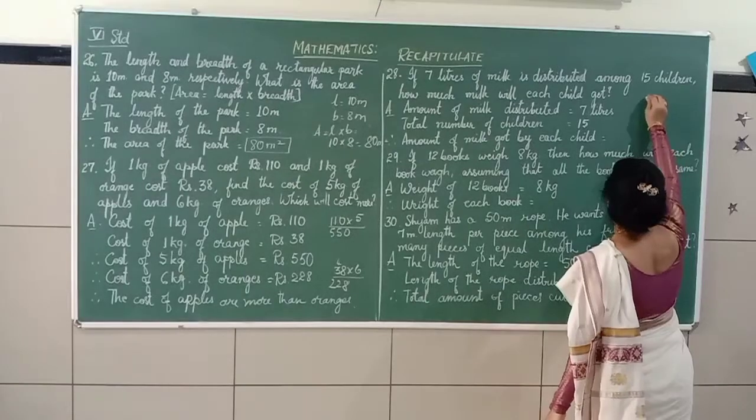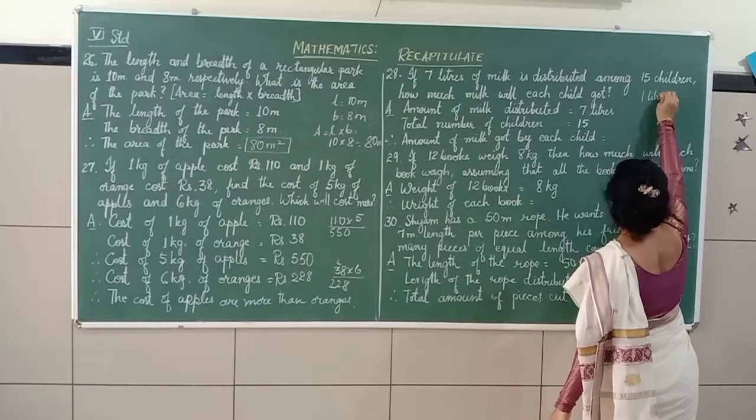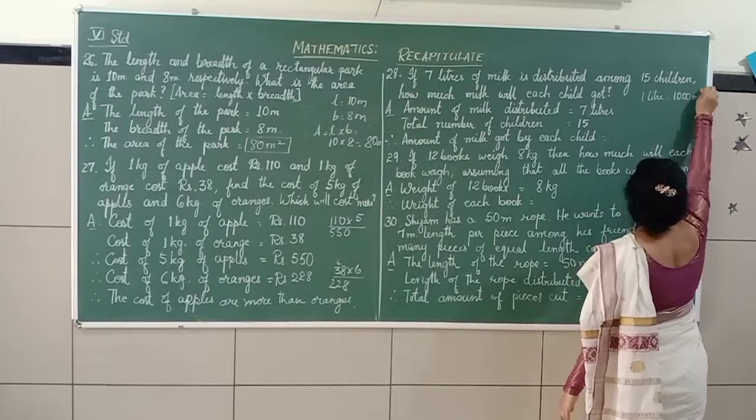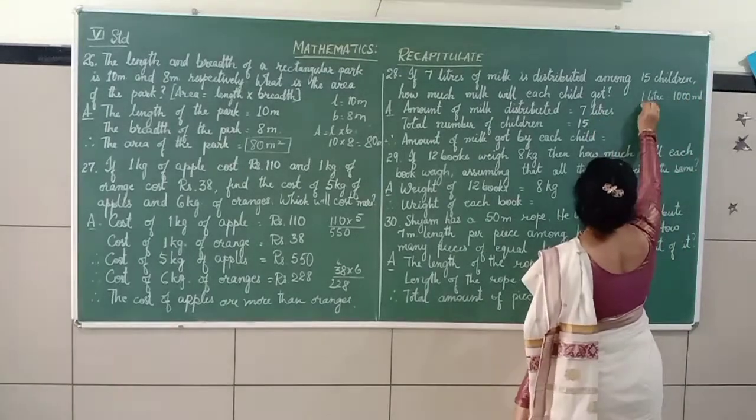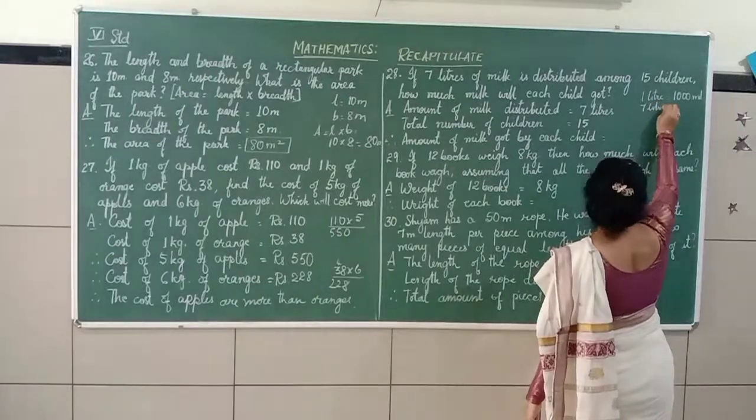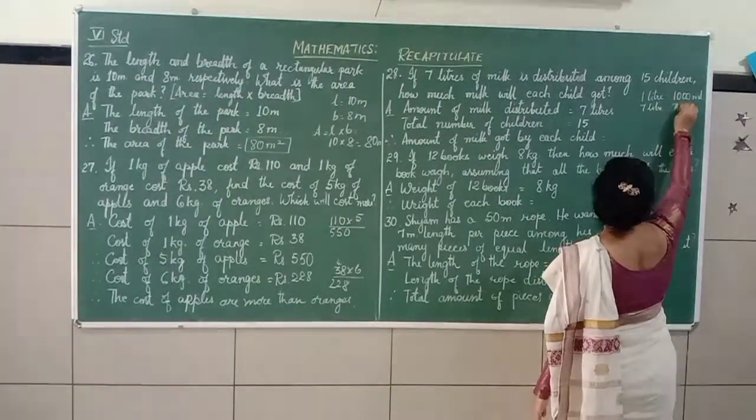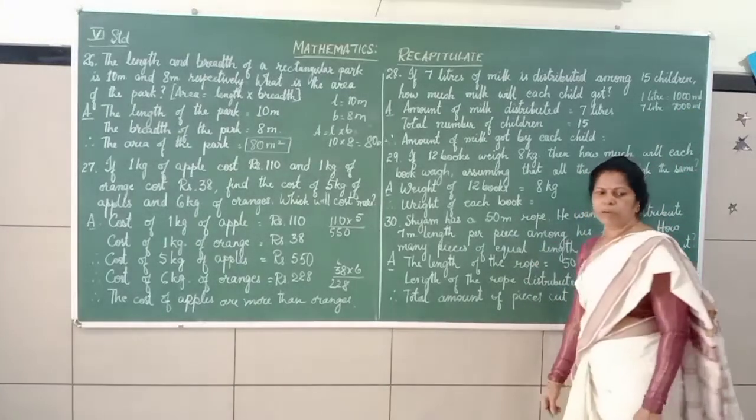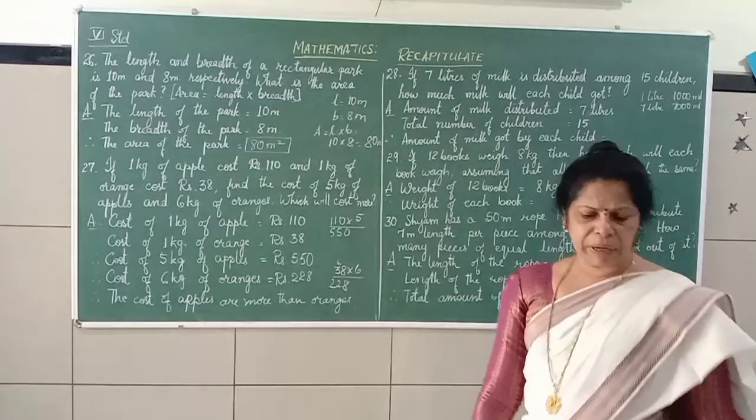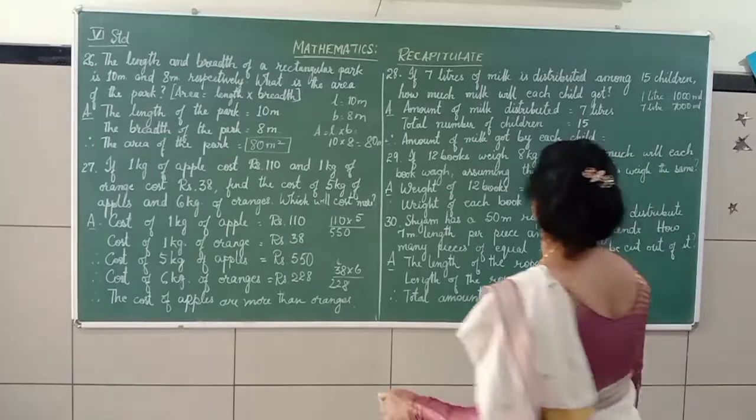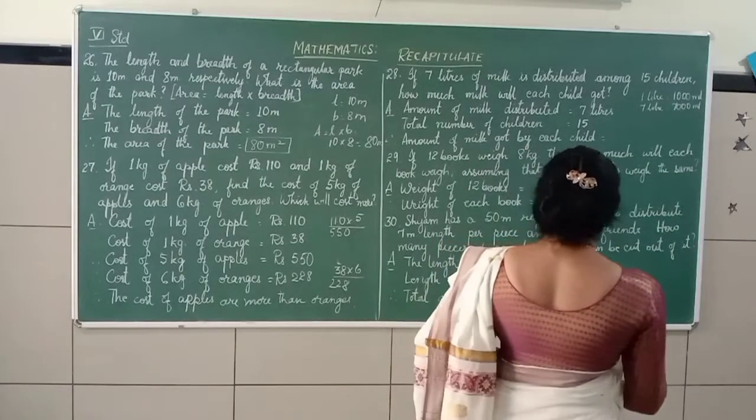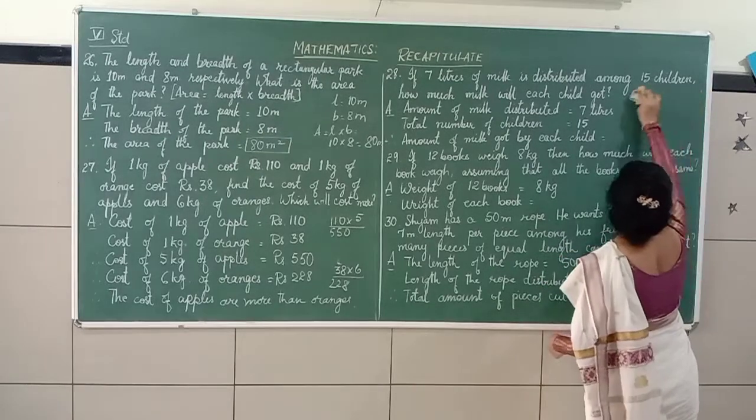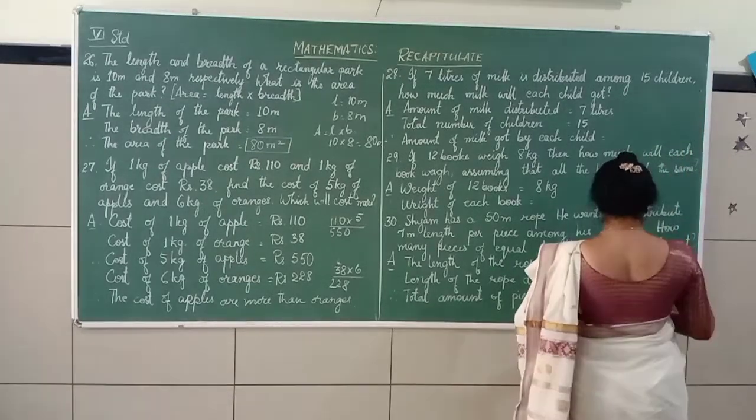Convert that 7. See, 1 liter is equal to 1000 milliliter. So therefore 7 liters means it is how much? 7000 milliliters, isn't it? Now what you have to do? You divide that 7000 milliliter among how many children? Among 15 children. So 7000 divided by 15.